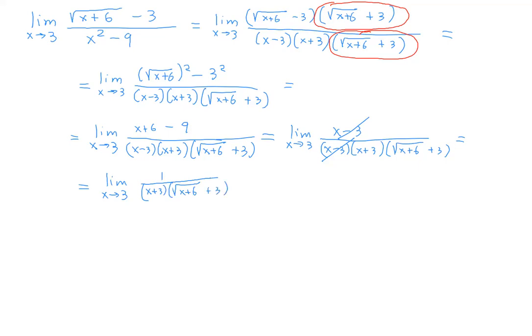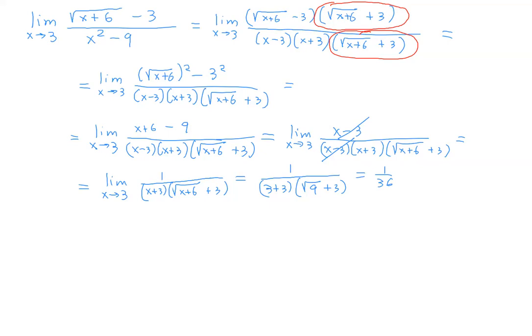Finally, we have a quantity where we can plug in. We drop the limit notation, and that will give us 3 plus 3, and then square root of 9 plus 3. I think the whole thing is 1 over 6 times 6, which is 1 over 36, which is our final answer. Okay.